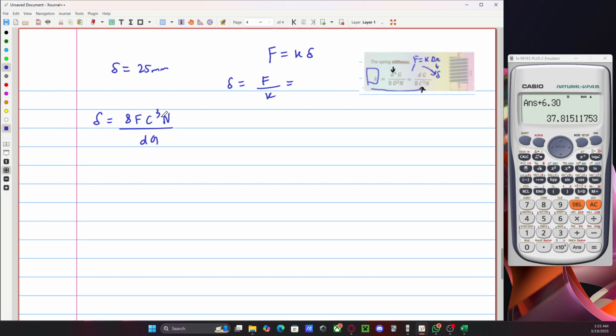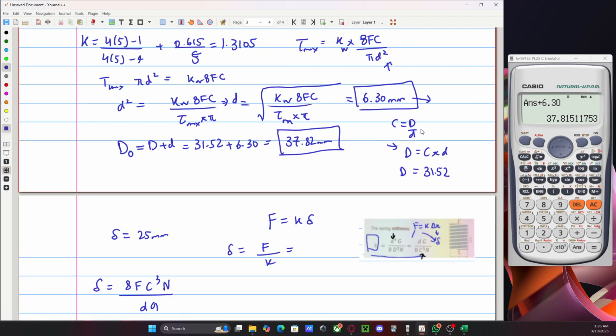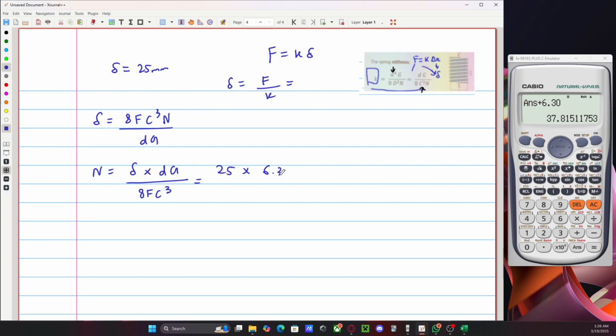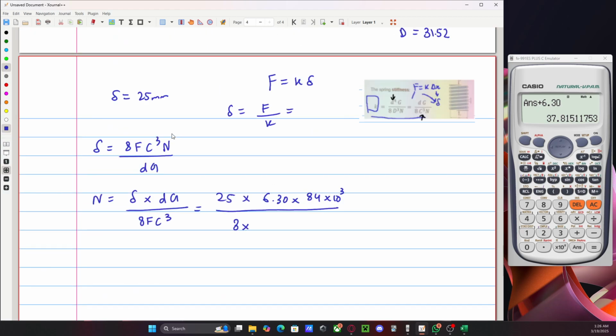Now, what do we want? We want n. So n would be our deflection multiplied by dg over 8fc cubed. So we know it's 25 times our d, which is 6.30, times G. G is 84 times 10 to the power 3. And over 8. And our force is 1,000 as well, so they'll both cancel out. And c, we said, is 5, so 5 cubed.